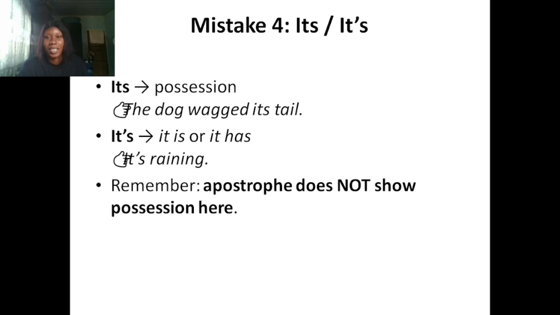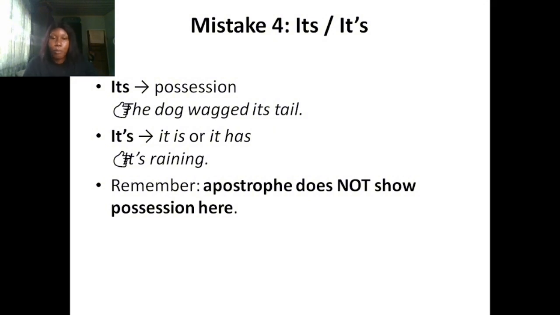Its and it's. This too, like I said, apostrophe does not really show possession, except in some cases, like my mother's brother, where you use an apostrophe to show possession. That's a different case. But these pronouns do not show possession when you put an apostrophe to them. So let's look at it.